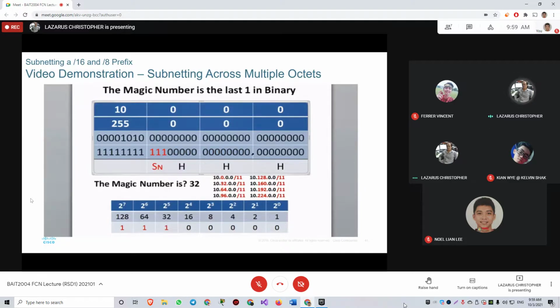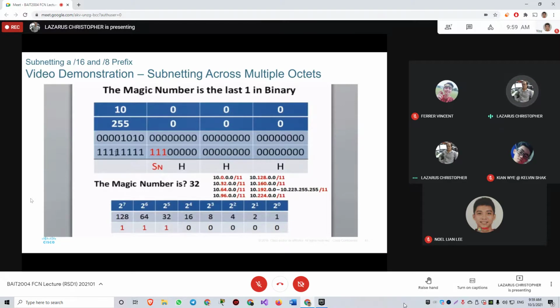We have 21 zeros for hosts, which means there's over 2 million hosts per subnet. For instance, if we take a look at this 10.192.0.0 subnet, the next subnet is 10.224. So that means that the host addresses go from 10.192.0.1 all the way up to 10.223.255.254 as the last usable host, and 255 is the broadcast. The next address is 10.224.0.0, which is the next subnet. All of these subnets are now /11.